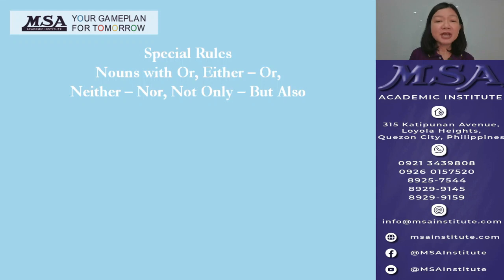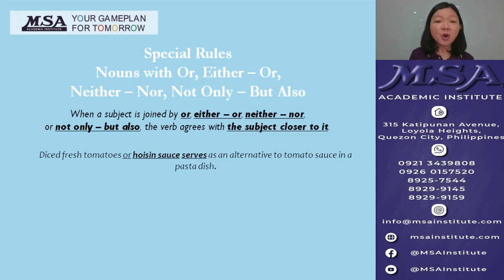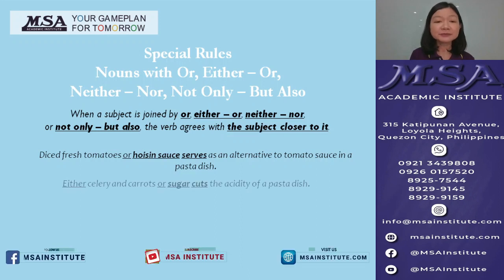A noun subject may come with the correlative conjunction or, either or, neither nor, not only but also. The rule is when a subject is joined by or, either or, neither nor, or not only but also, the verb agrees with the subject closer to it. For example, diced fresh tomatoes or hoisin sauce serves as an alternative to tomato sauce in a pasta dish.